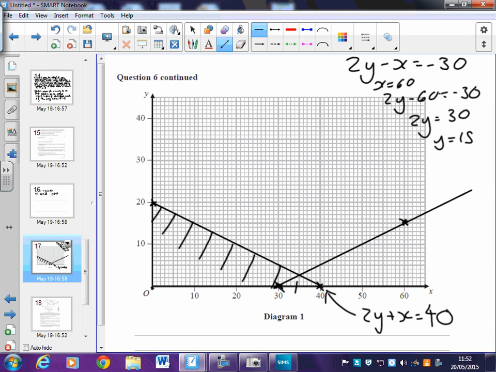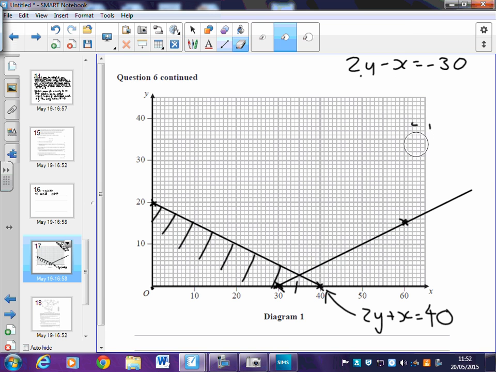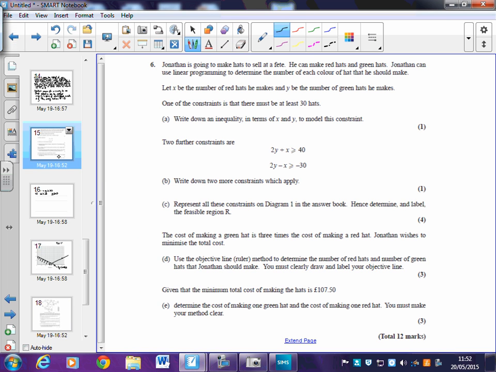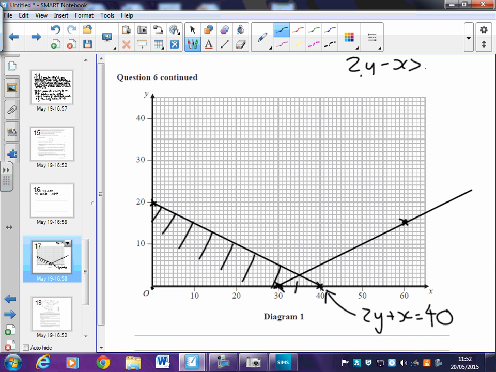Then decide which side you want. Again, just choose a point on one side of the line. I'm going to pick the origin because I find that easiest. I want 2y minus x to be bigger than or equal to minus 30. If I plug the origin into that, I would get 0 minus 0 bigger than or equal to minus 30.